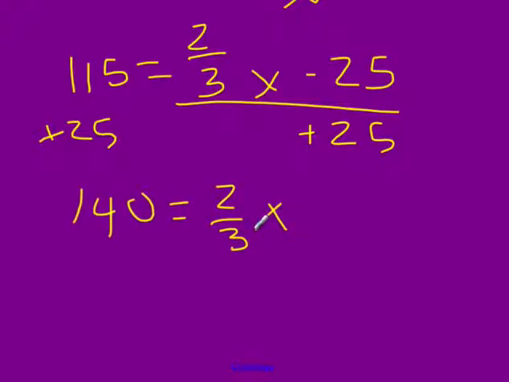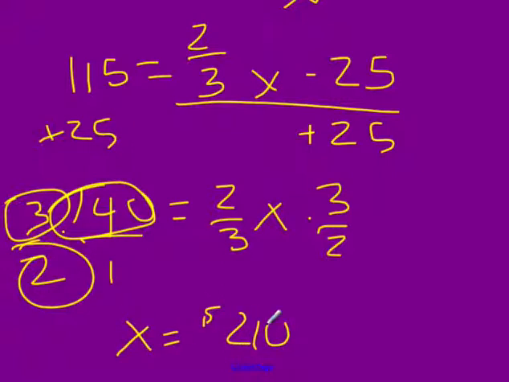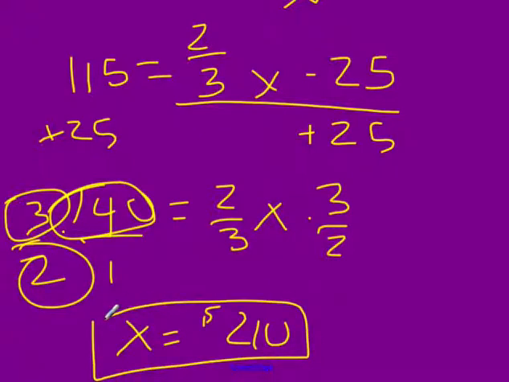Again, remember, to get rid of a fraction, you multiply by the reciprocal. Now this is the same as over 1. So I'm taking 140 times 3 and then dividing it by 2. That's how I'll calculate that out. And when you do that, you end up getting $210.